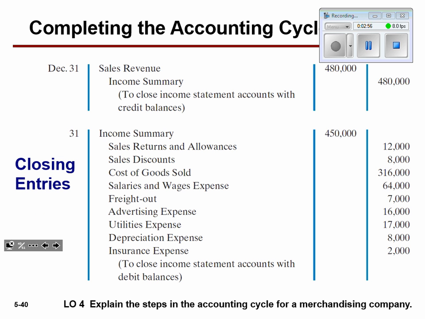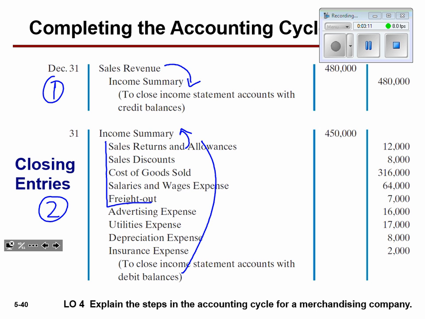Closing entries are the same thing. Remember, there are 4 closing entries. We close sales into income summary. We close all of these expenses into income summary. The biggest difference here is just a longer list of them.